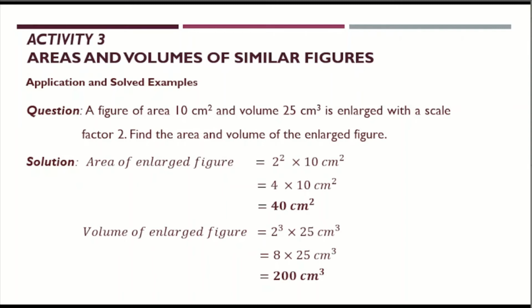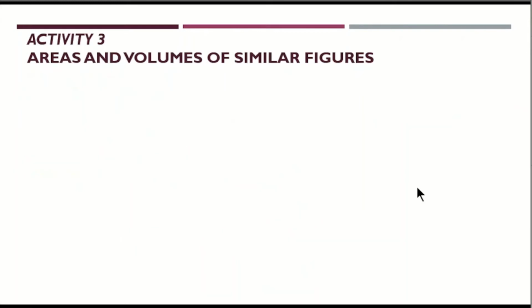So that is 2 squared times 10, that is 4 times 10, and that gives us 40 square centimeters as the area of the enlarged figure. And if you want the volume of the enlarged figure, which is the volume of the image, we would cube the scale factor, which is 2 cubed, times the volume of the object, which is 25. So 8 times 25 gives us 200 cubic centimeters as the volume of the image.